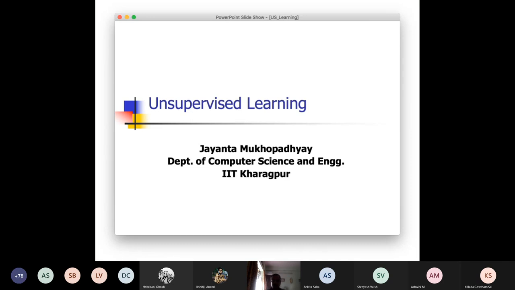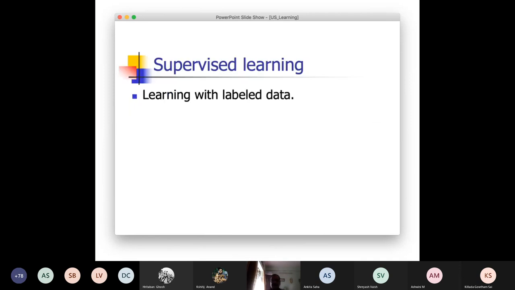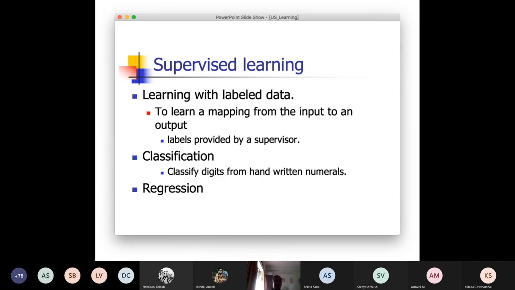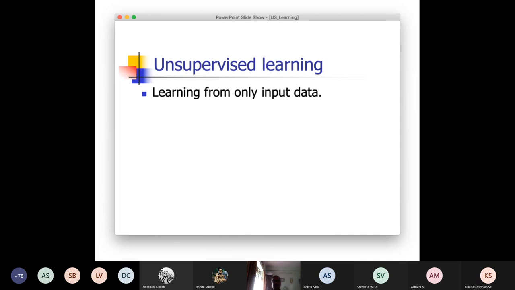So let me start a new topic, that is unsupervised learning. So far, we discussed supervised learning, as you have seen, where we have learned using the labeled data. We have learned a classifier or even a regressor using labeled data. So the problem was that you have to learn a mapping from the input to an output, and the labels are provided by a supervisor. So these are the examples where you can classify, you can regress. We have discussed these examples.